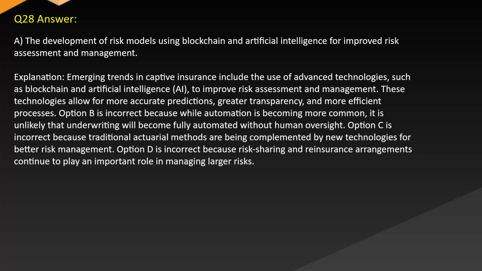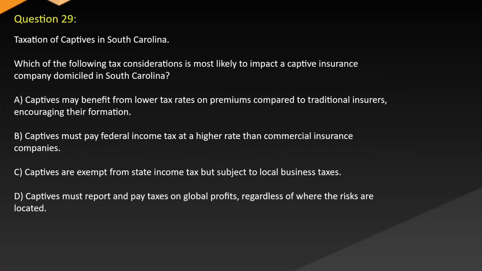Option B is incorrect because while automation is becoming more common, it is unlikely that underwriting will become fully automated without human oversight. Option C is incorrect because traditional actuarial methods are being complemented by new technologies for better risk management. Option D is incorrect because risk sharing and reinsurance arrangements continue to play an important role in managing larger risks. Question 29. Taxation of captives in South Carolina.